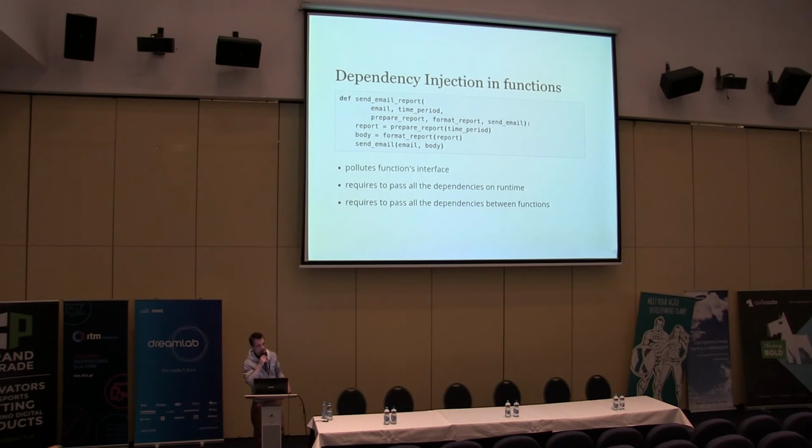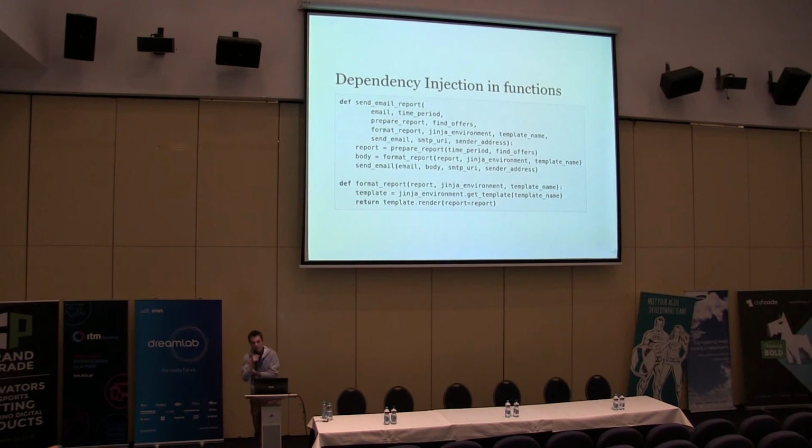First, our function's interface gets polluted. Then we have input data mixed with dependencies. And without looking at the body, it's hard to tell which argument is used for what. It requires us to pass all the dependencies at runtime. Every time we want to send an email report, we have to pass all the dependencies. And all of them will be passed between different functions. So if we have a function which calls send email report, it will also have to accept dependencies for preparing a report, formatting it, and sending email.